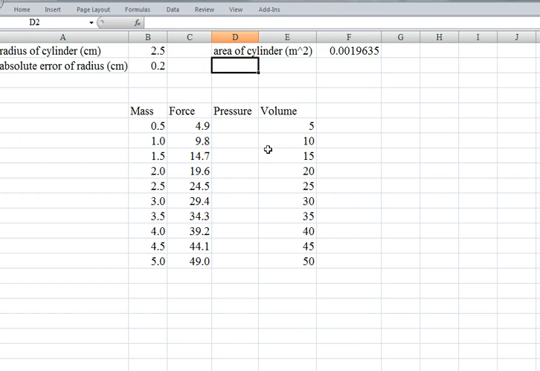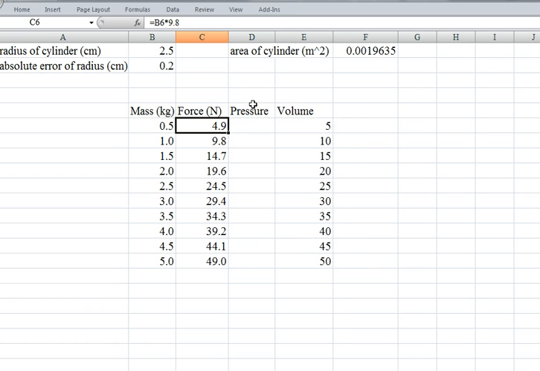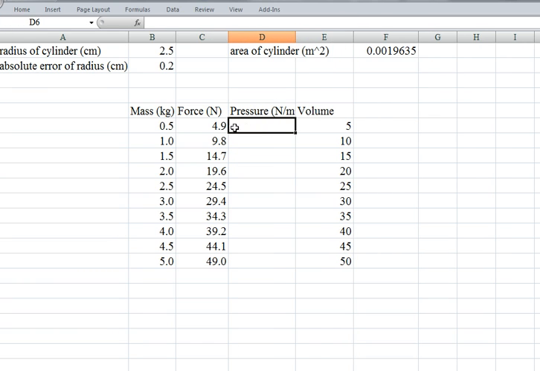Okay. And so if we want to find pressure, well, pressure is force over area, so I should probably put my units here. Mass is in kilograms, and force is going to be in newtons, and then pressure is going to be in newtons per meter squared. In other words, the force divided by the area. So I'm going to do an equal sign here to start a new equation, and I'll do force divided by area, and then I'll take that and bring that down.